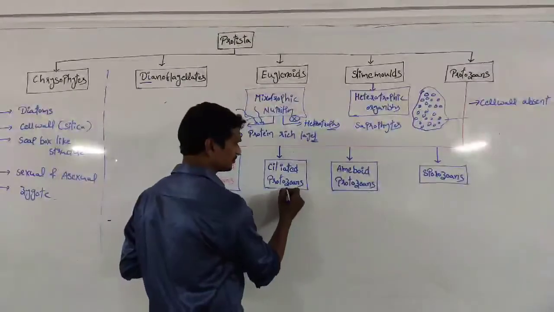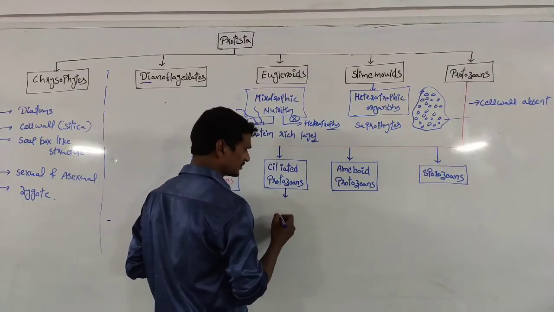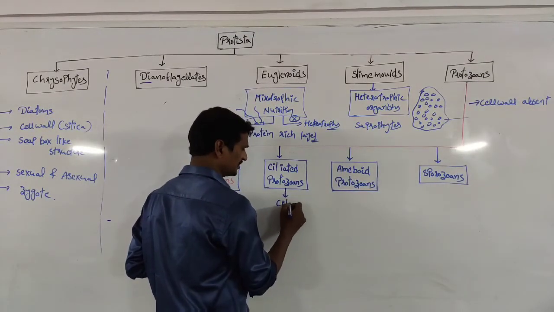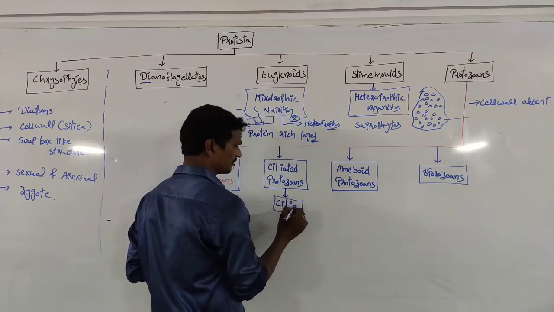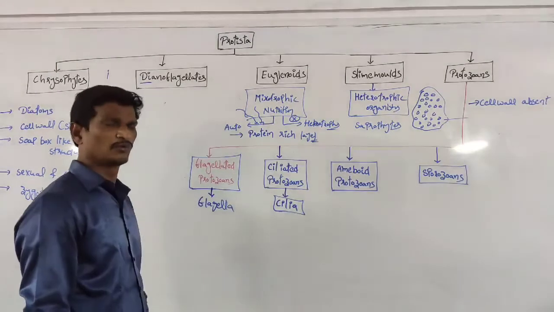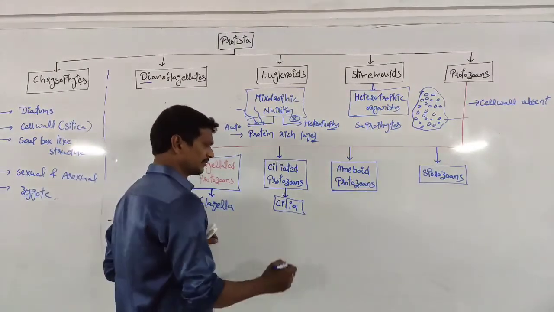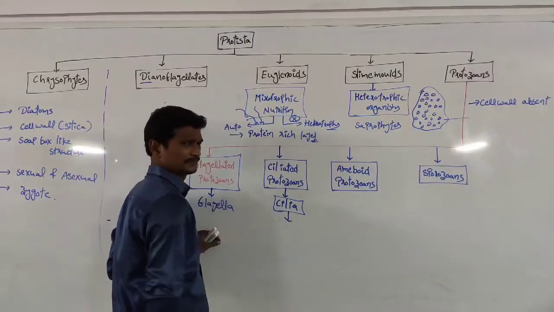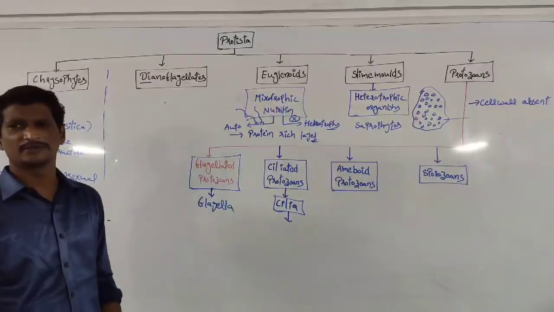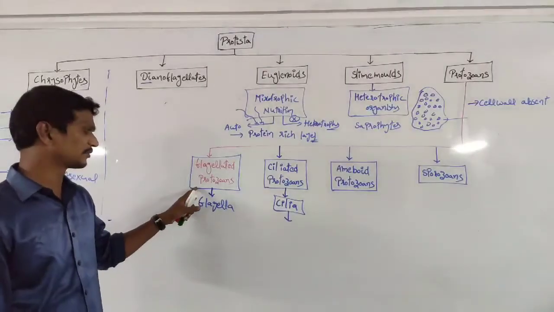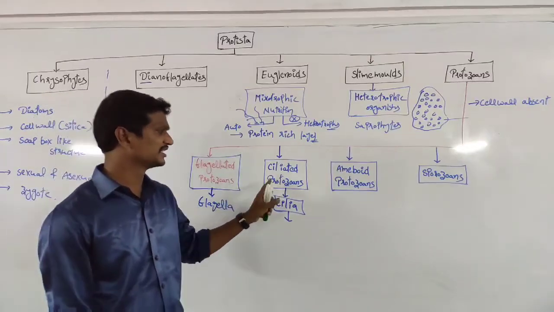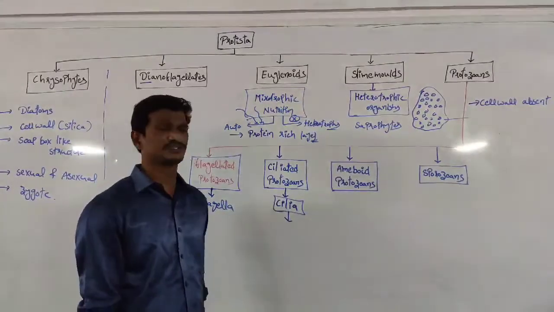And ciliated protozoans are there. Ciliated protozoans have cilia as the locomotory organ. The best example is Paramecium. So flagellated protozoans, Trypanosoma; ciliated protozoans, Paramecium.